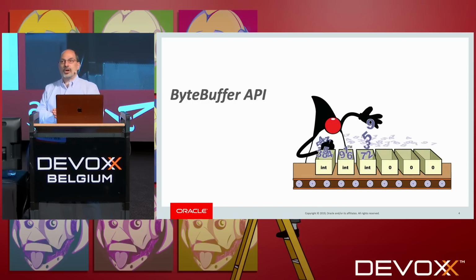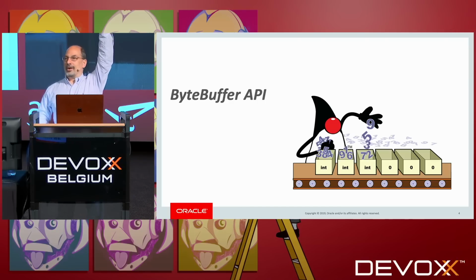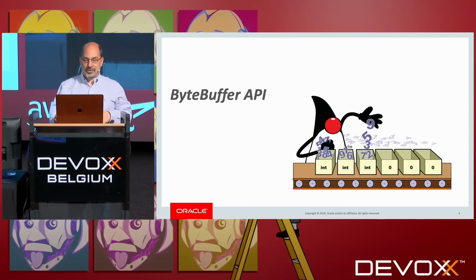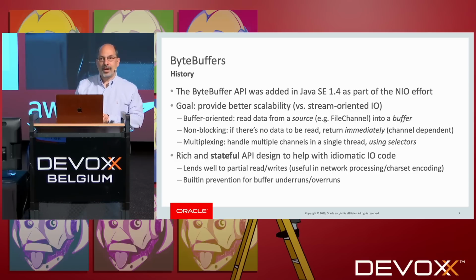So first, let's talk about the ByteBuffer API. How many people here have programmed with the ByteBuffer API? Okay, so good. Most of you have. So I'm going to do a quick overview of what ByteBuffers are. Like I said, they were added in Java SE 1.4, and they were added for purposes of doing non-blocking I/O.